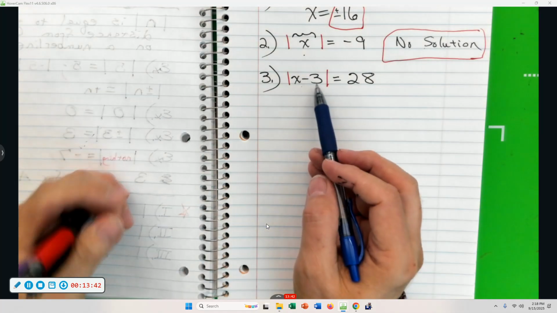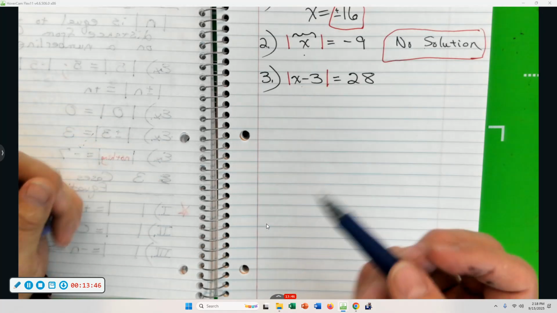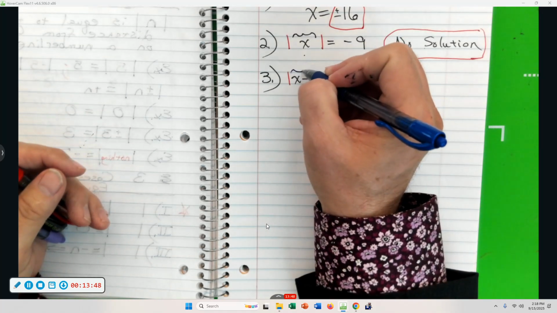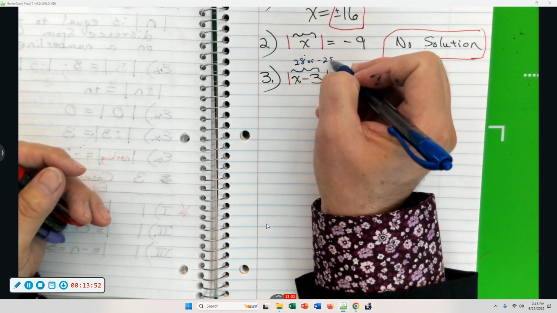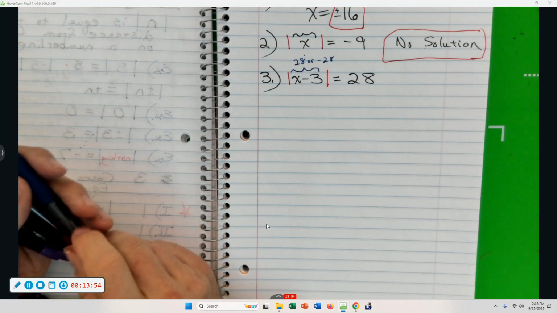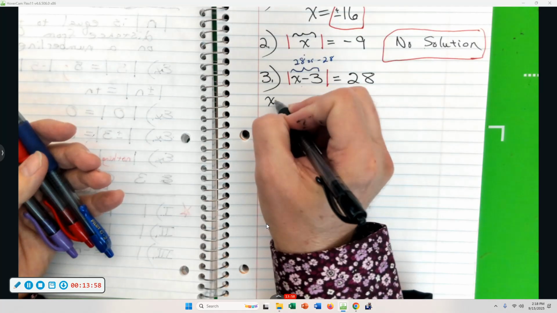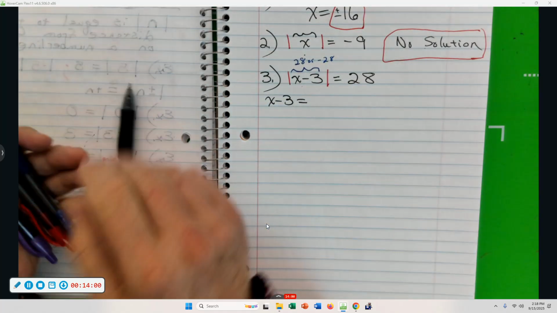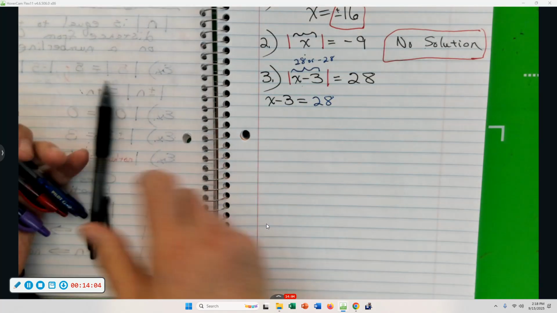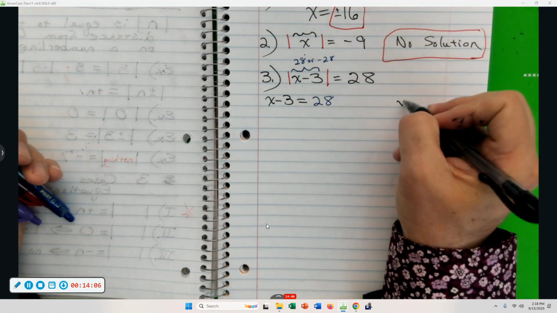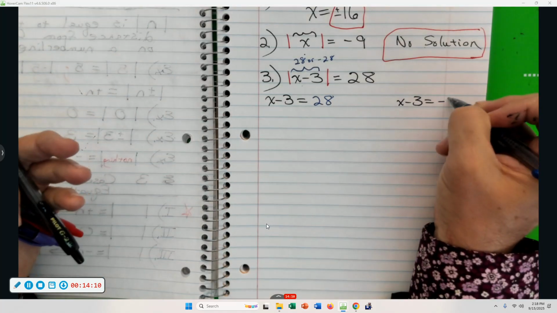So we have an absolute value equaling a positive number. That means the stuff inside there has to equal 28 or negative 28. So x minus 3 has to equal a positive 28, or x minus 3 equals a negative 28.